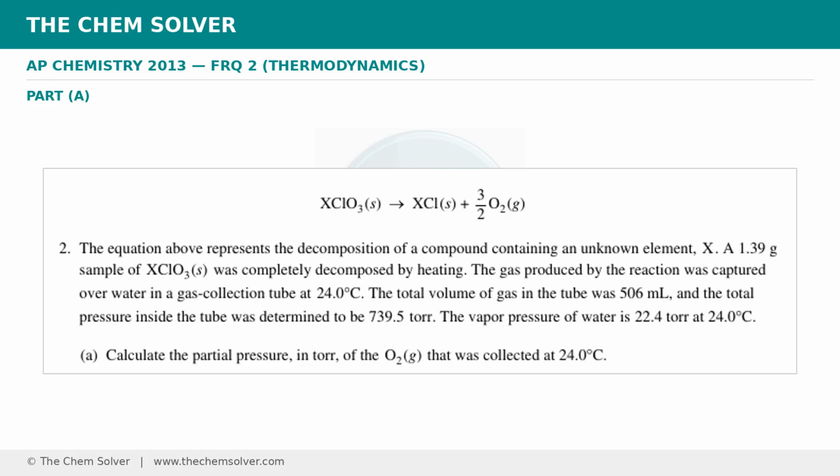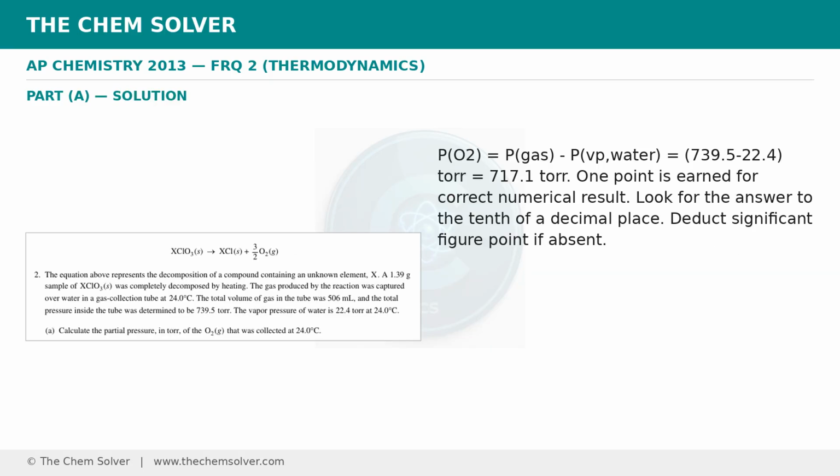Calculate the partial pressure, in torr, of the O2 that was collected at 24.0 degrees Celsius. P O2 equals P gas minus P water equals 739.5 minus 22.4 torr equals 717.1 torr. 1 point is earned for correct numerical result. Look for the answer to the tenth of a decimal place. Deduct significant figure point if absent.